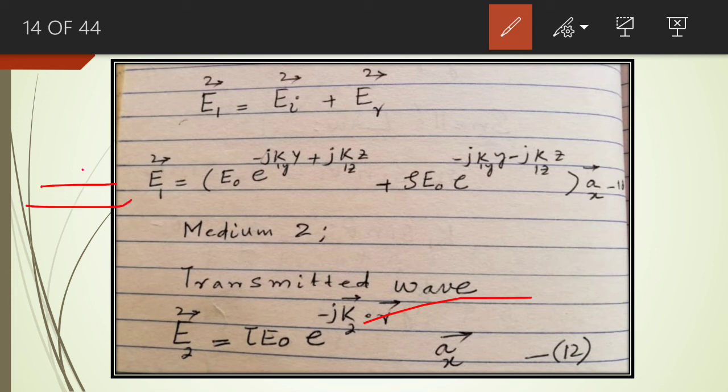Here is the equation for E1, and you see E1 is in the direction of the unit vector AX. There is no component in the direction of the unit vector AY. There is no component in the direction of the unit vector AZ. So this is the x component of this vector. The y component of this vector is 0, and the z component of this vector is 0 as well. So E1 has only one component, which is the x component.